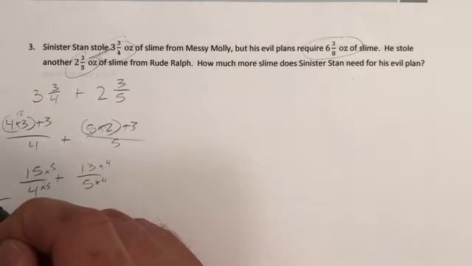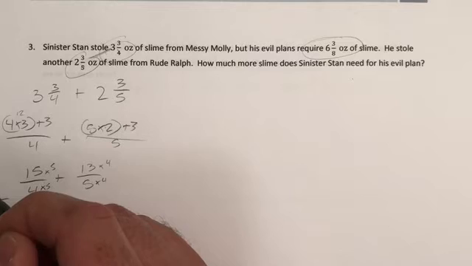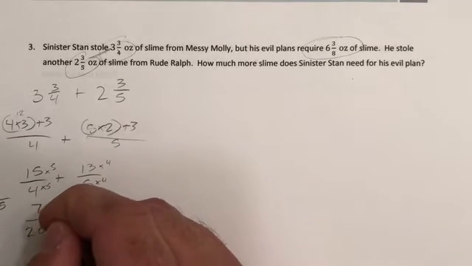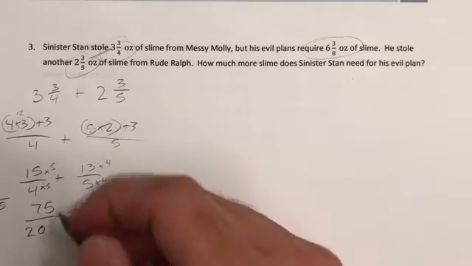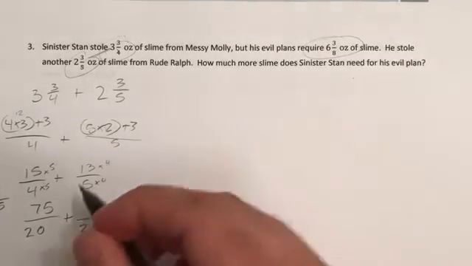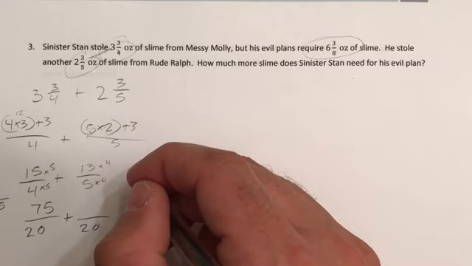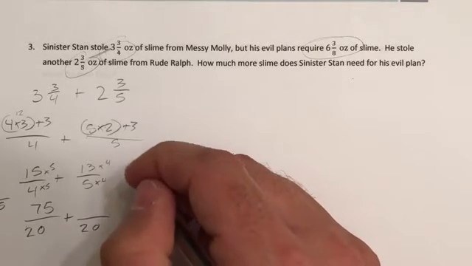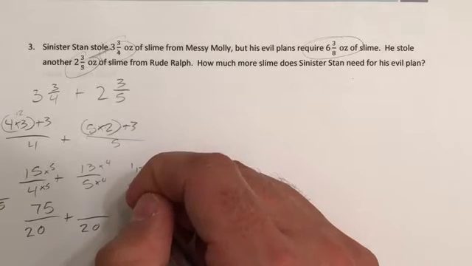Okay, 5 times 5 is 25. 5 times 1 is 5, 6, 7, so that's 75. Okay. And then I know 13 times 4: 3 times 4 is 12, 4 times 1 is 4, plus 1 is 5, so that's 52.